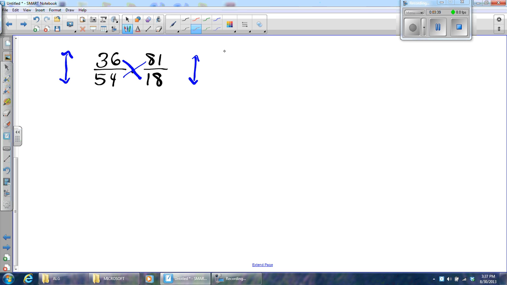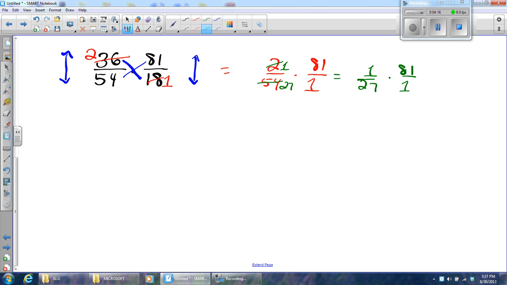For example, I see a fraction of 36/18, and I know that's the same as 2 over 1. So my problem now is 2 over 54 times 81 over 1. Well, that's already a lot simpler, isn't it? I also see that 2 goes into 54. 2/54 is the same as 1/27. So now I have 1 over 27 times 81 over 1, right?